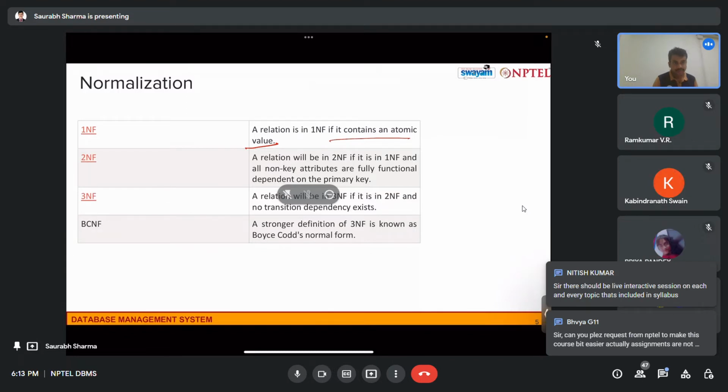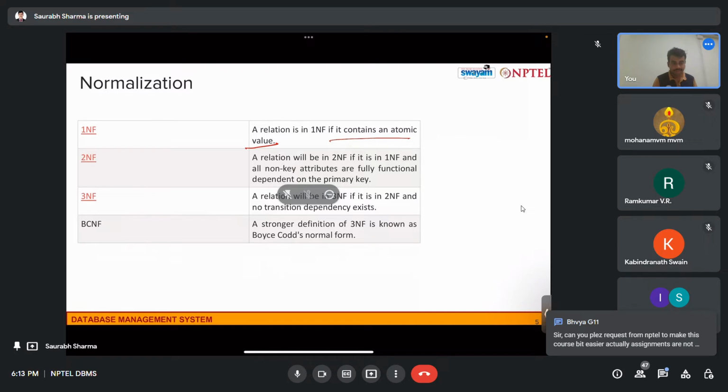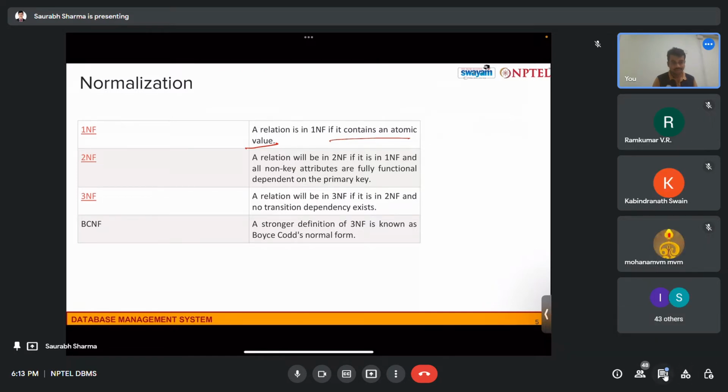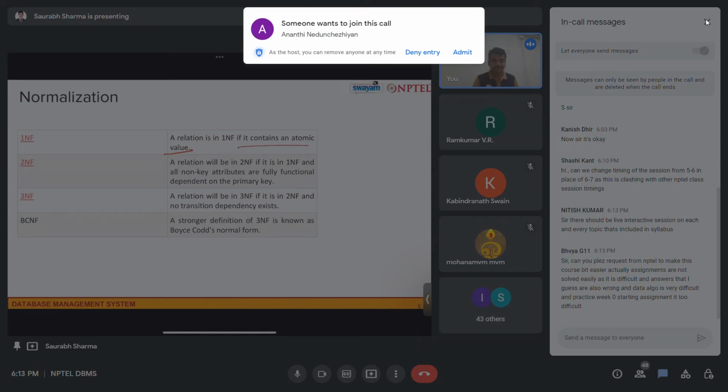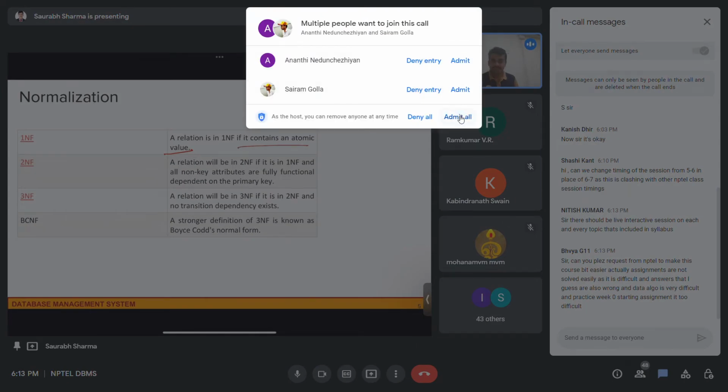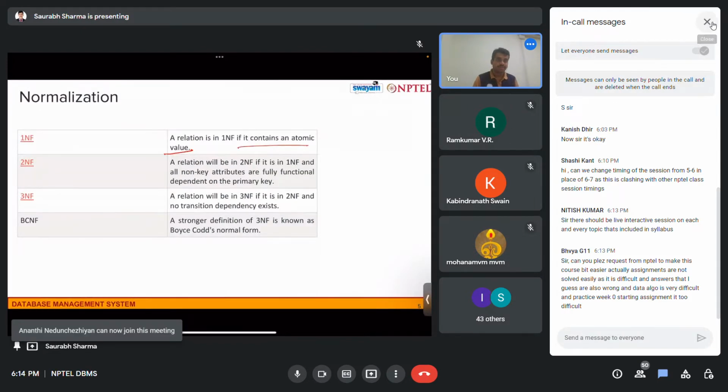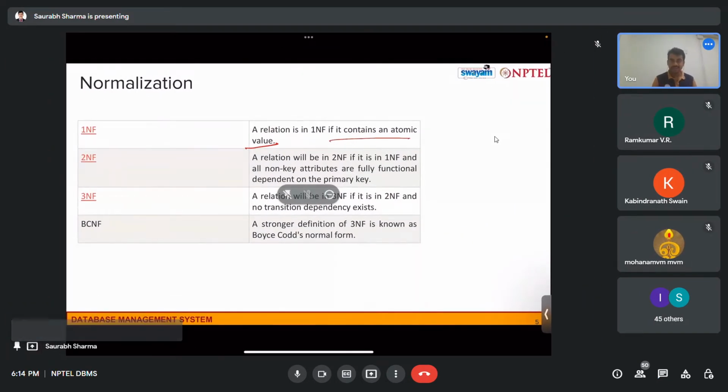There should be a live interactive session on each topic that is included in the syllabus. We have only... Can you please request NPTEL to make the course a bit easier, assignment note? You can write on the discussion forums for that. We are just responsible for taking this problem solving and discussion session to solve some doubts based upon the previous year's assignment so that you can solve the current year's assignment easily. For everything you want, there is a discussion forum you can write on.